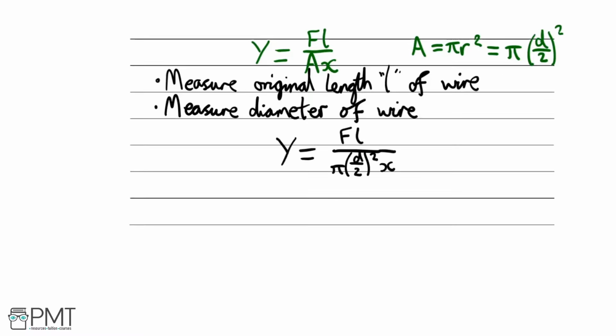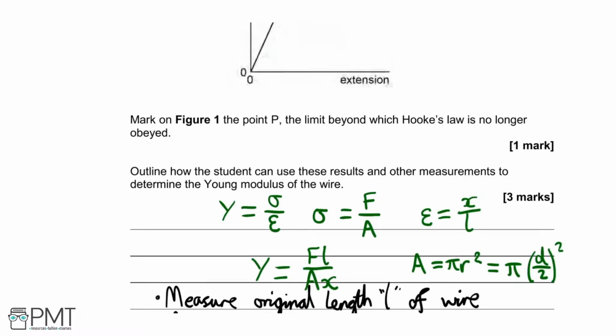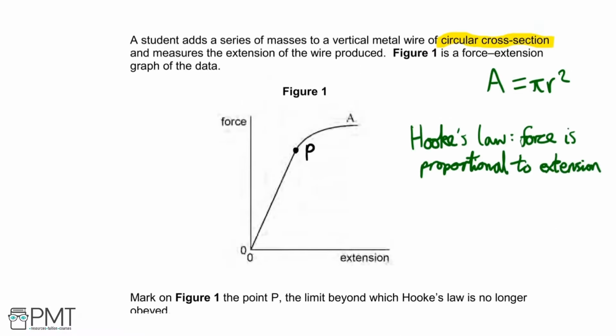Now, you might be wondering, well, how do we use the graph to obtain any data here? Now, what we can do is bear in mind that the gradient of the straight line region is going to be the force divided by the extension. If I just show you that on the graph again. So force divided by extension, we can find the gradient, change in y divided by change in x.